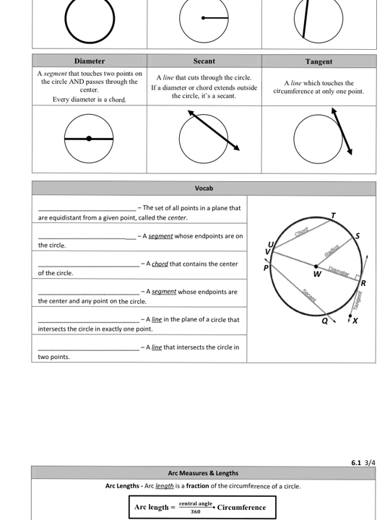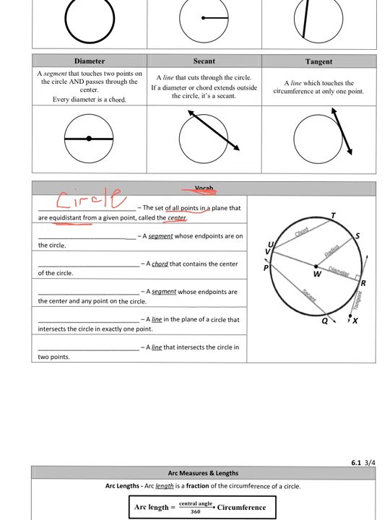This next section just kind of reviews the vocabulary for different parts of a circle. This first question, the set of all points in a plane that are equidistant from a given point, called the center. This is essentially my definition of a circle. Apologize for my bad handwriting.